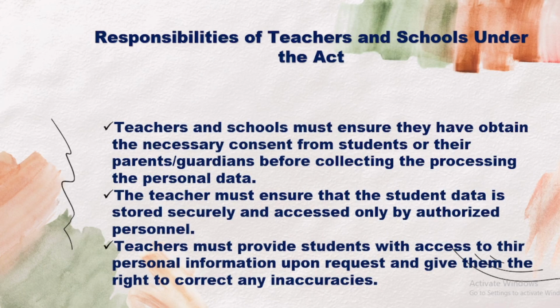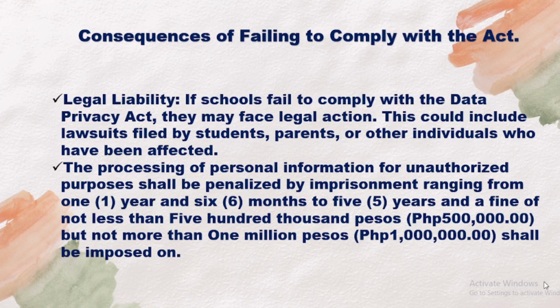There are responsibilities of teachers and schools under the Act. Teachers and schools must ensure they have obtained the necessary consent from students or their parents or guardians before collecting and processing the personal data. The teacher must ensure that the student data is stored securely and accessed only by authorized personnel. Teachers must provide students with access to their personal information upon request and give them the right to correct any inaccuracies. There are consequences of failing to comply with the Act.